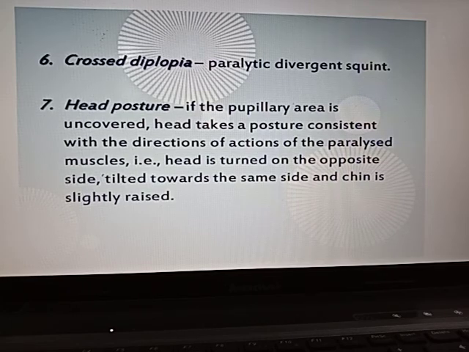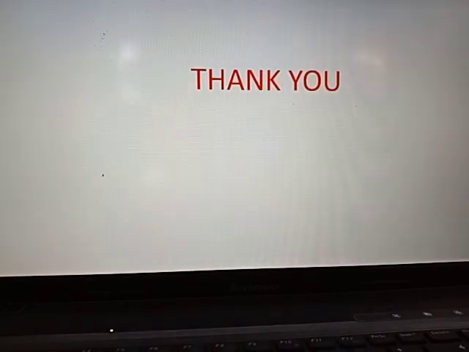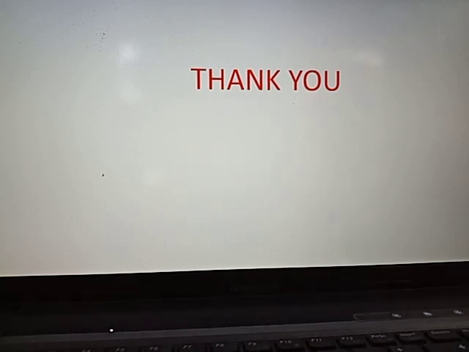There may be crossed diplopia, paralytic divergent squint, and abnormal head posture. If the pupillary area is uncovered, the head takes a posture consistent with the direction of action of the paralyzed muscle. The head is turned to the opposite side, tilted downward to the same side, and the chin is slightly raised. Okay, and this is all for this.